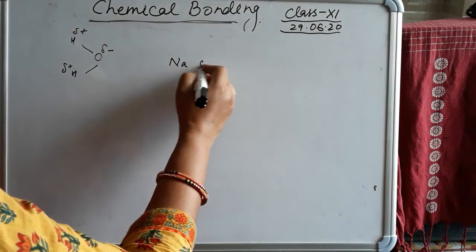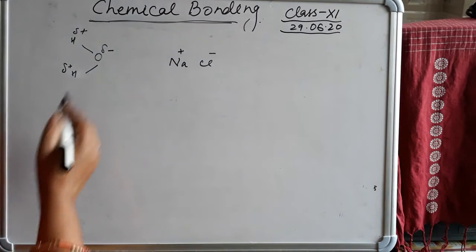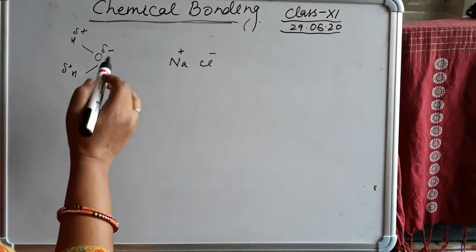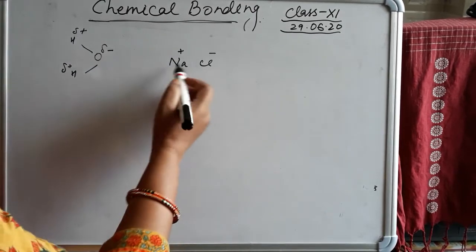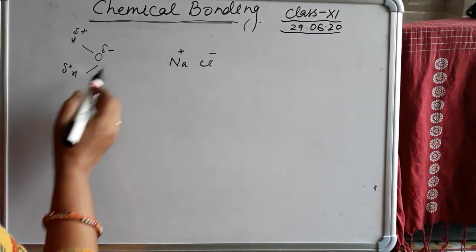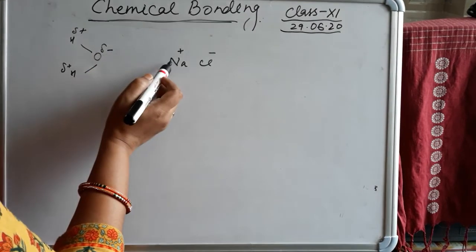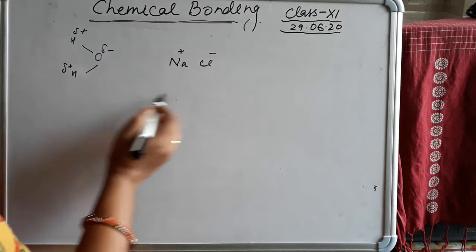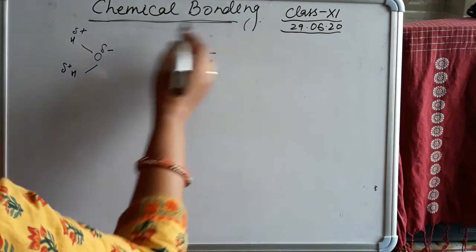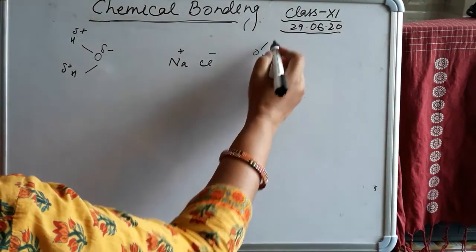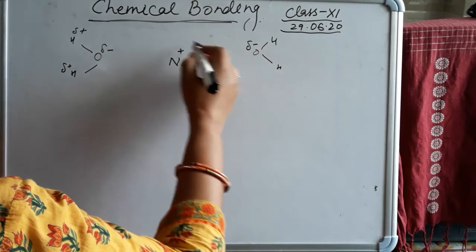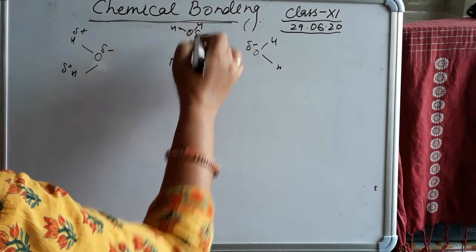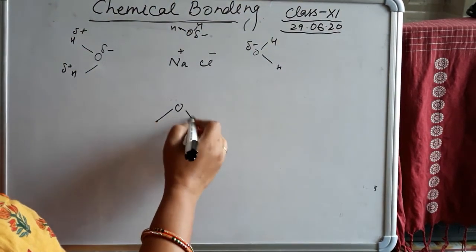Suppose this is the ionic compound NaCl. Due to the tendency of water molecules, the force of attraction between the ions is weakened. How? Because the negative charge of water attracts the positive ion towards itself, and the positive charge is attracted towards this. So on all sides, suppose there is a water molecule, here is also a water molecule, here is also a water molecule.